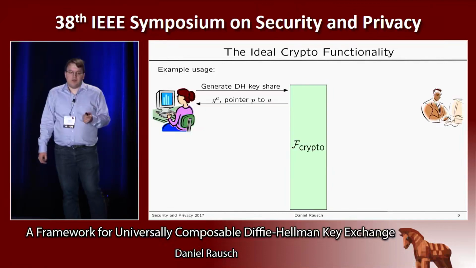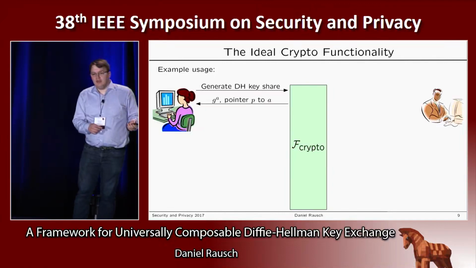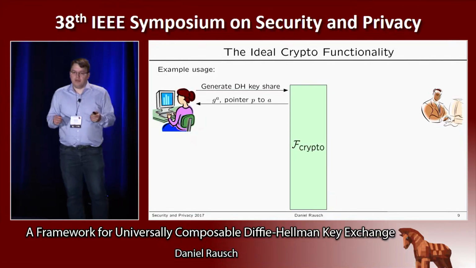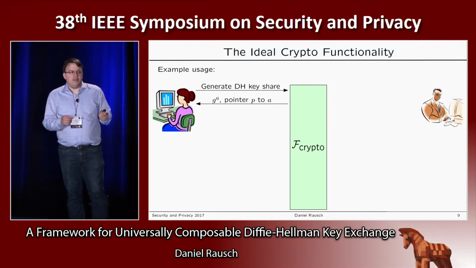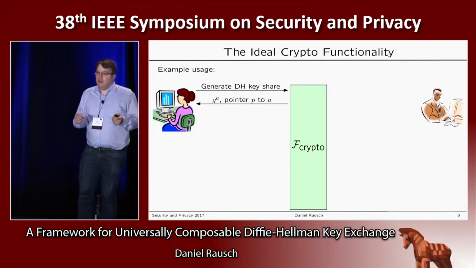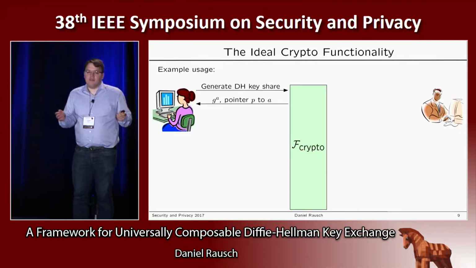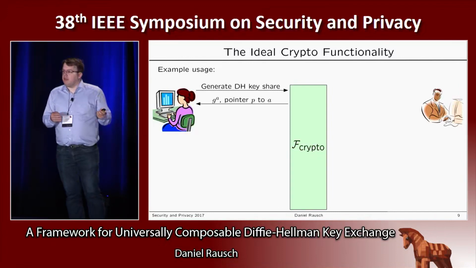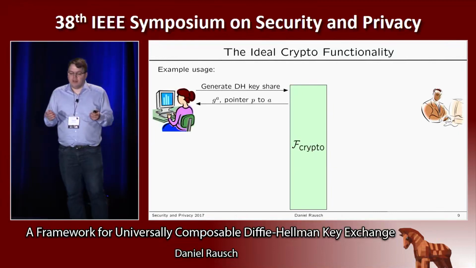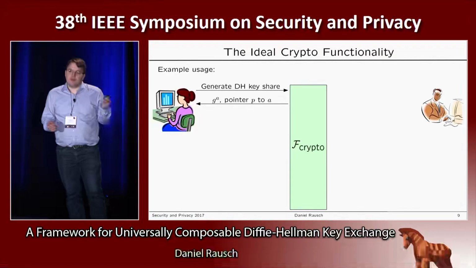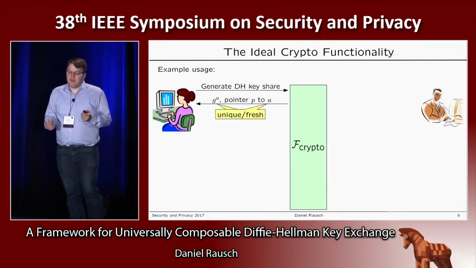Fcrypto responds by providing the public part, g^a, to Alice, and a pointer to the secret exponent a, which can then be used to perform various operations. Here it's important to note that Alice really receives the actual bit string g^a, which she can use to perform computations or to embed it in the message to Bob. It's not like a symbolic analysis where this would just be some abstract term which you cannot really use to do much else.